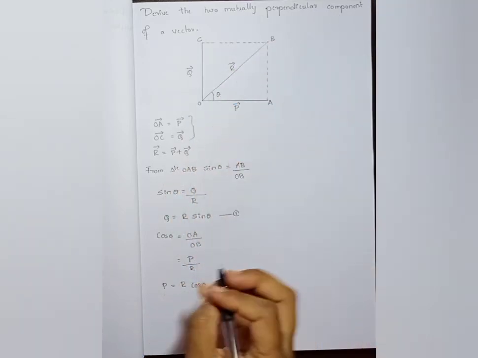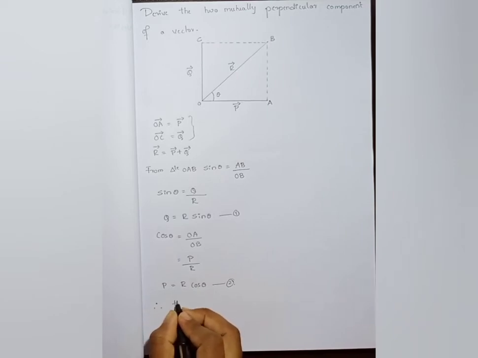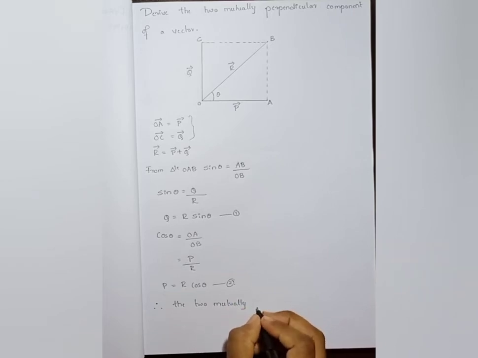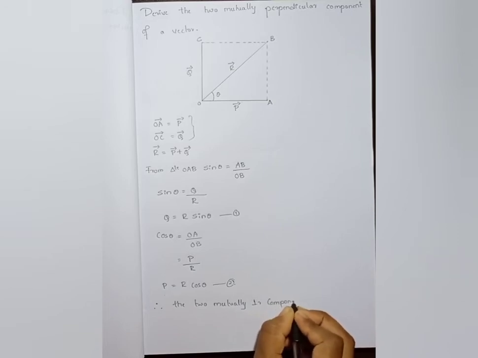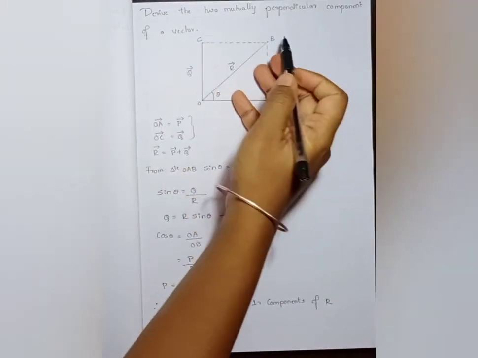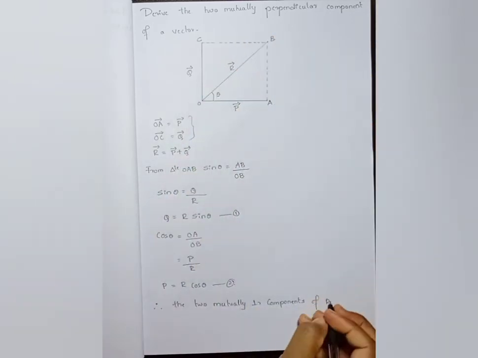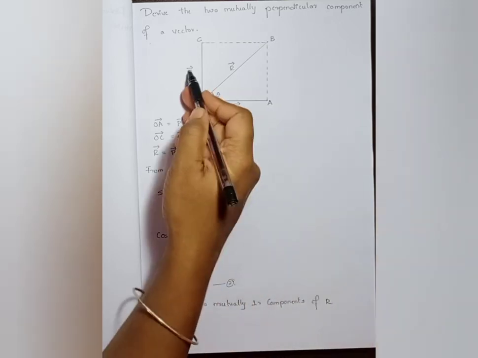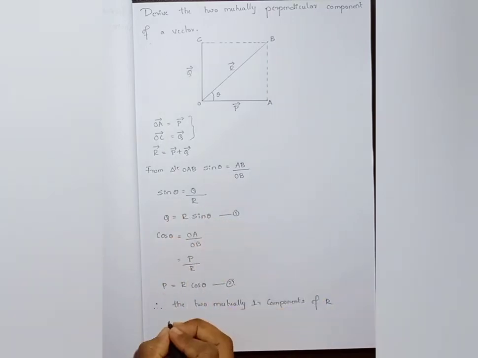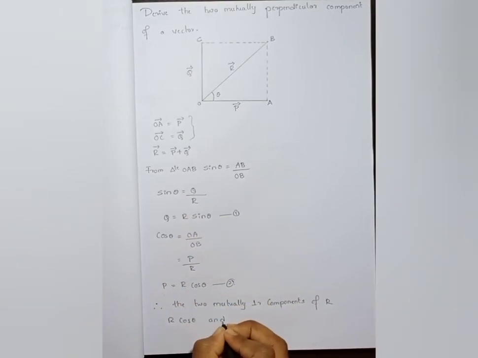Therefore, the two mutually perpendicular components of R. Derive the two mutually perpendicular components of a vector, where the vector is R. So we come to the conclusion that the two mutually perpendicular components of R, that is P and Q, from equations 1 and 2 are R cos theta and R sin theta. So this is the required equation.